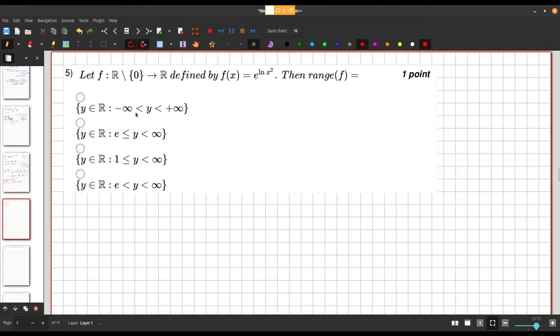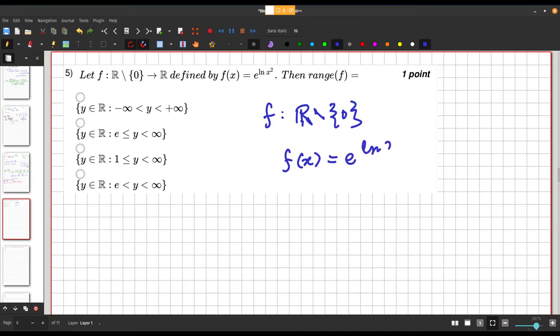So here we are given a function f, which is defined on the set of real numbers where 0 is not present, and the function is given by f(x) equal to e to the power ln x square. Now what you have to find is the range of f.